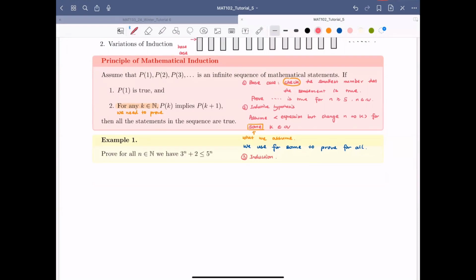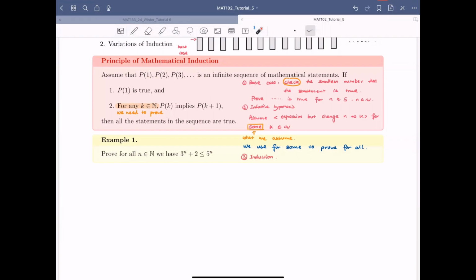Which really depends on what question it is. Okay, so with induction you prove the case for k plus 1, which we'll see in the example. I will give you, let's say, 2 minutes to work on the first example.